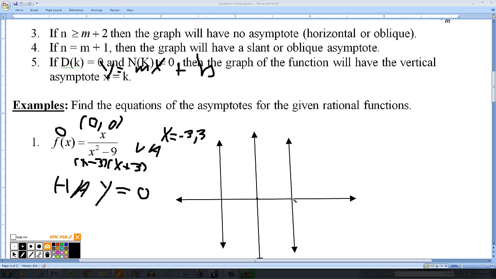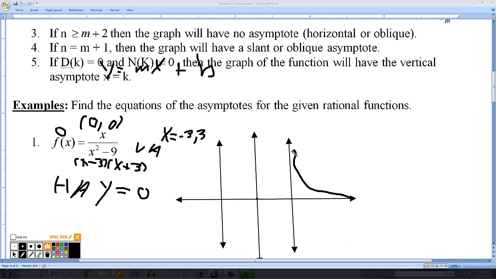So if I look at the values to the right of 3, say 4, and put it into the function, that'll be a 4 there and a 4 squared, 16, minus 9. This will be a positive. So this would tell me that the graph is above the x-axis to the right of this line. Okay, but since I have a vertical asymptote there and the x-axis is a horizontal asymptote, I would expect the graph, without plotting any points, I would expect the graph to go something like this.